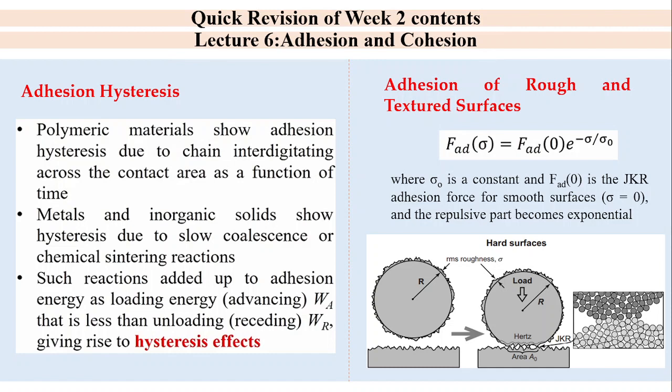Lastly, for the adhesion of rough and textured surfaces, similar to the contact angle, the force of adhesion is equal to F_AD0 e to the power minus sigma by sigma naught. Sigma naught is a constant and F_AD0 is the JKR adhesion force for smooth surfaces, and the repulsive part becomes exponential.